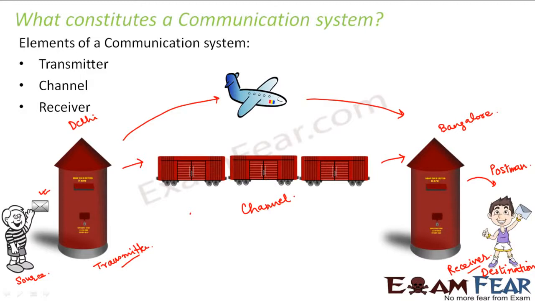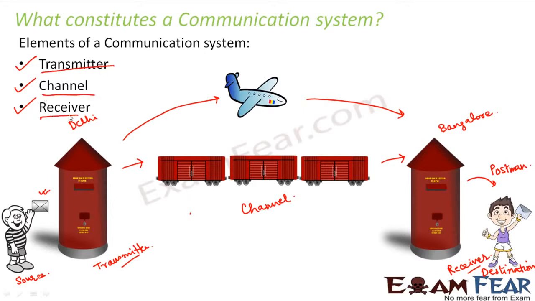Now once the receiver receives it, it will take out the information. What was the information? It was only the letter. And then the letter will be sent to the destined user. And who is the destination user? Your friend, right? So you understand the concept. So we say that a transmitter, channel and a receiver are the three basic elements of a communication system.